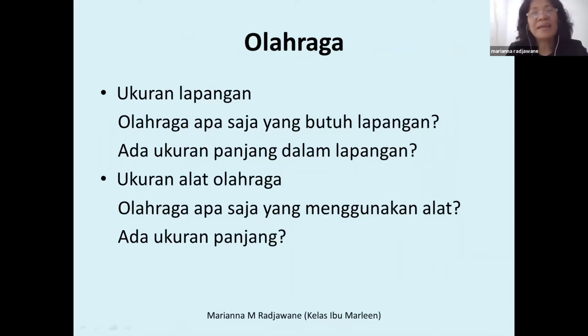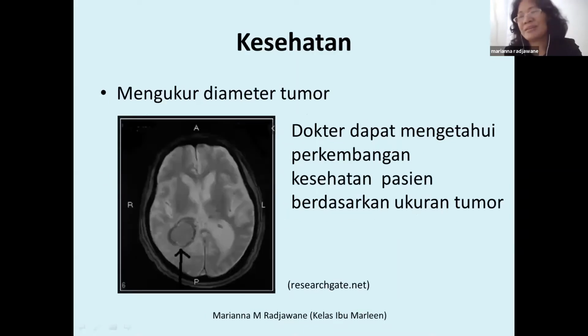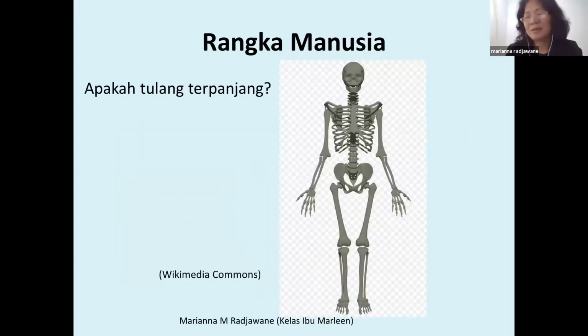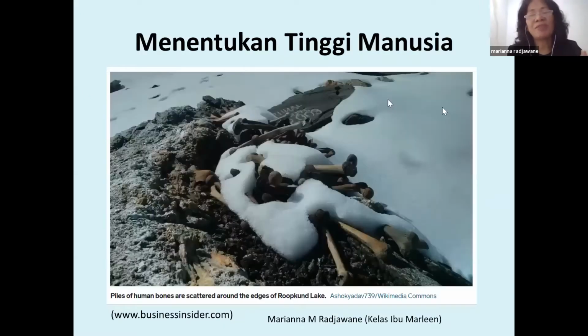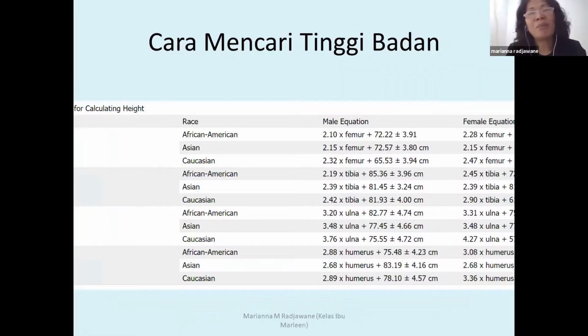This one, and then the diameter of the moon. This is another example. And then, what is the longest bone in the human body? These are the bones. How do you know the height of a person? By knowing the length of the bones, right? And this is the formula for calculating the height of a person based on the bones.